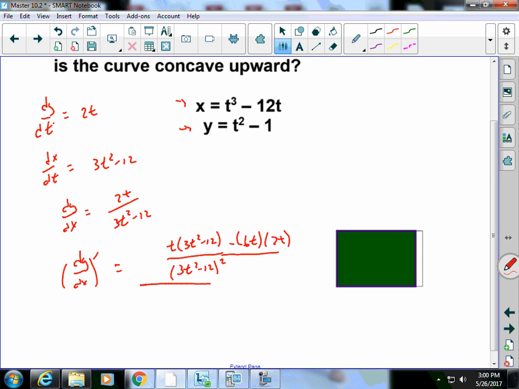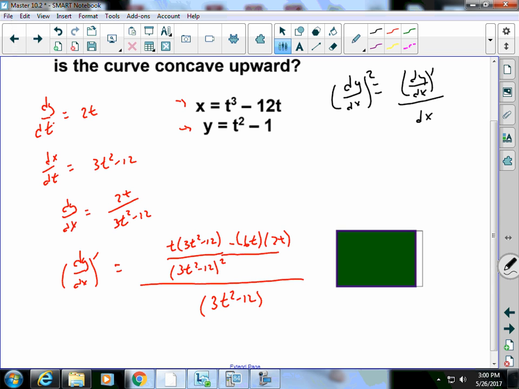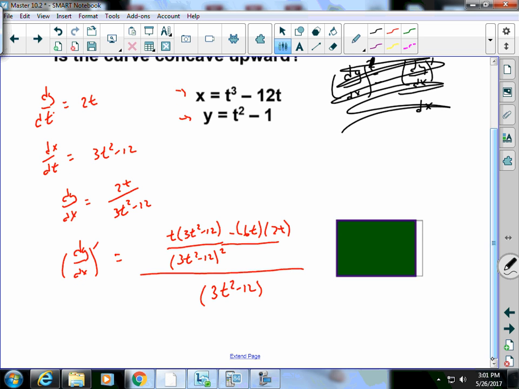And all that, because this is supposed to have a dx. What was dx? 3t squared minus 12. So I still need this, because we said d²y/dx² is equal to d/dx of dy/dx divided by dx/dt. So, anyway, that's the second derivative. Let's clean up this mess here.